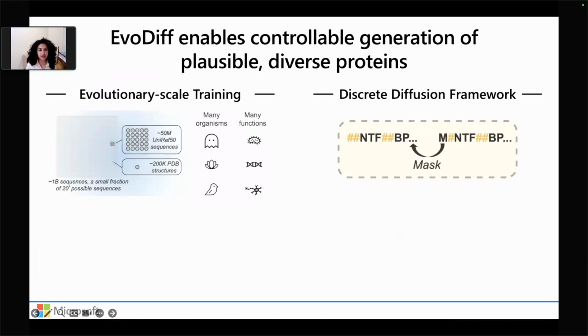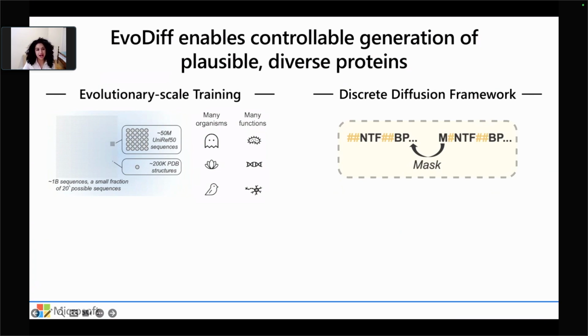And so really the core to EvoDiff and to our framework are these two components. The first being this discrete diffusion modeling framework for learning and generating new protein sequences. And the second being the fact that we train on an evolutionary-scale data set of sequences that span organisms and functions of proteins from across the tree of life.